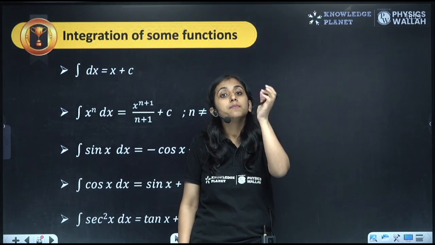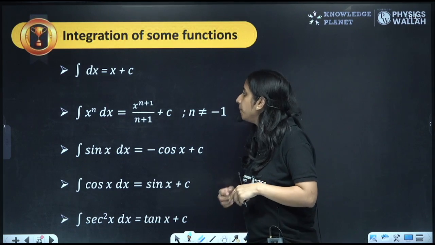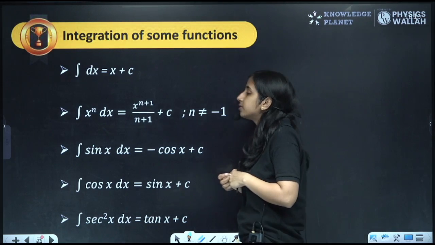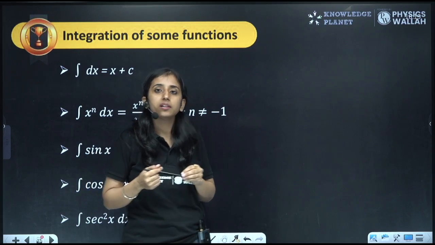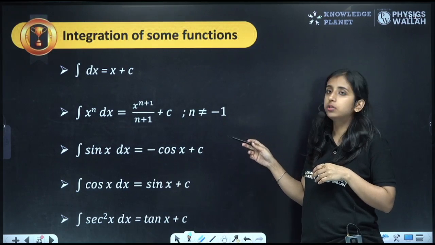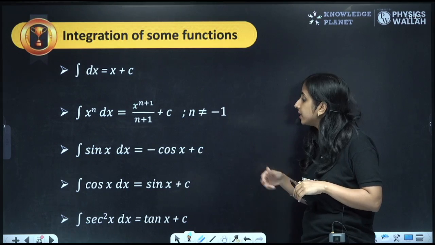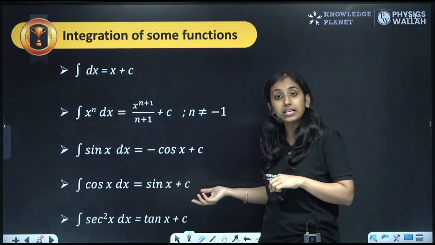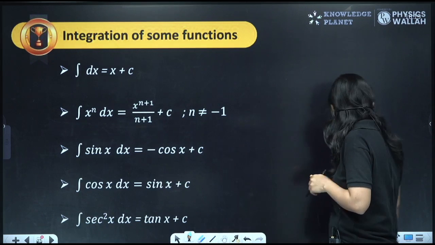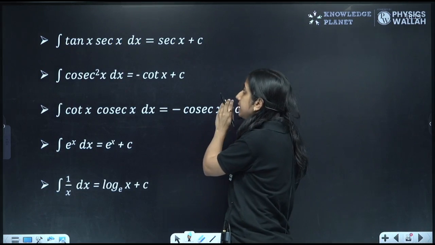In differentiation we decrease the power by 1, in integration we increase the power by 1. Now n cannot be equal to minus 1 here; this rule is only applied for values other than n equal to minus 1. Integration of sin x is minus cos x. Integration of cos x is sin x. Similarly, integration of secant square x is tan x. Then integration of tan x into secant x is secant x.